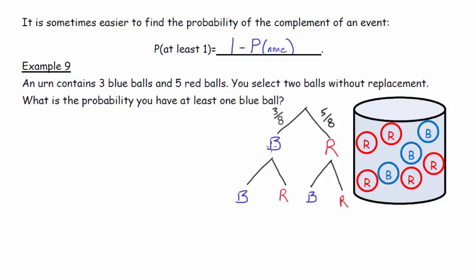Now for my second ball, here I'm in the case where I assume the first was blue. So I've already selected one of these blues, so I'm going to strike this one out. So now there are 2 blues left out of 7, or there are 5 reds left out of 7.